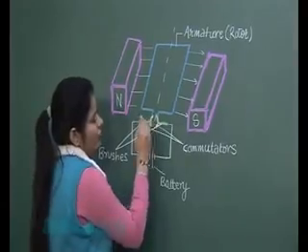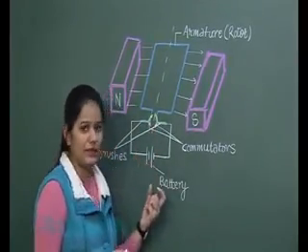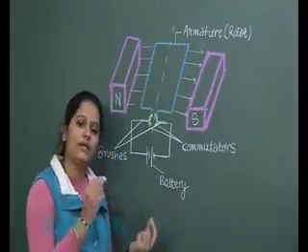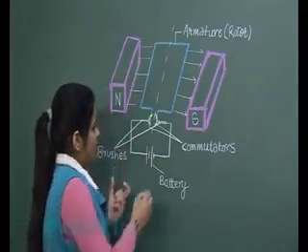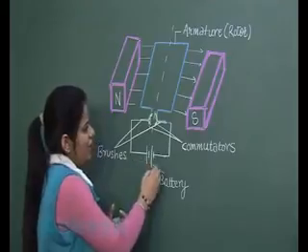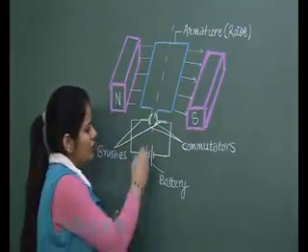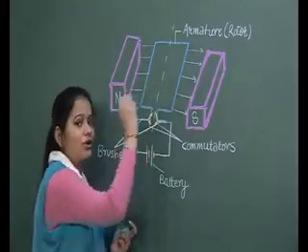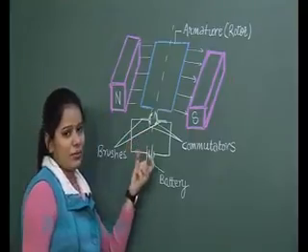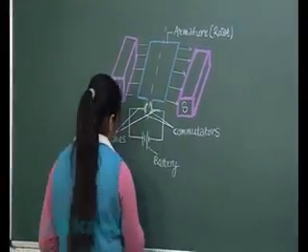The function of commutators is to reverse the direction of the current each time when coil reaches or passes the vertical position. Similarly student, these two are the brushes which connect this battery to the commutators, or student, we can say that the current passes through the rotor or through the armature of this rectangular coil via these two carbon brushes. Now student, let's write down the functions of these parts.